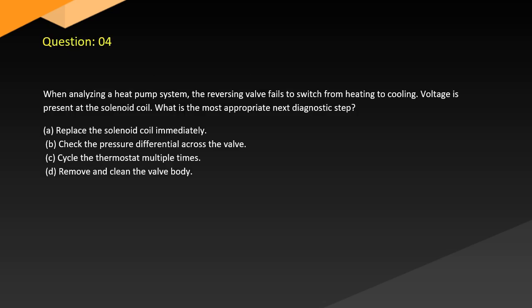Question 4. When analyzing a heat pump system, the reversing valve fails to switch from heating to cooling. Voltage is present at the solenoid coil. What is the most appropriate next diagnostic step? A. Replace the solenoid coil immediately. B. Check the pressure differential across the valve. C. Cycle the thermostat multiple times. D. Remove and clean the valve body.